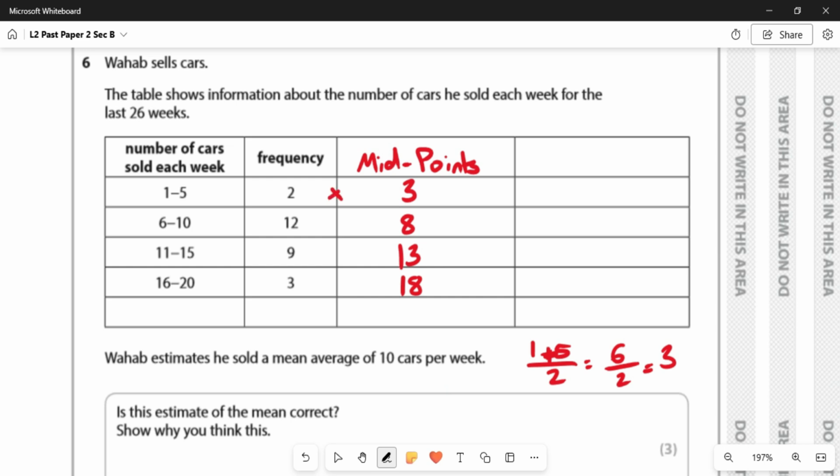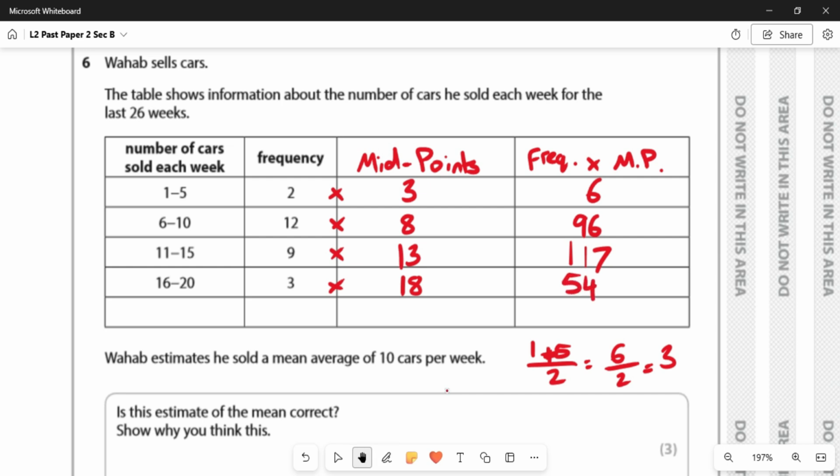Now we can multiply across. Let's call this frequency times midpoints. You don't need to label it, but you can if you want to. 2 times 3 is 6. 12 times 8, I'll do that on the calculator, that's 96. 9 times 13 is 117. 3 times 18, pretty sure that's 54, yeah.